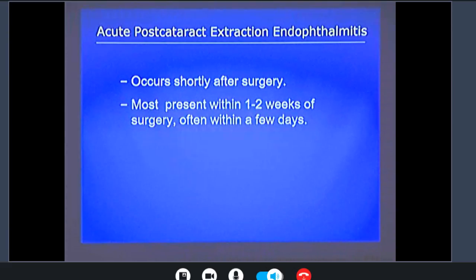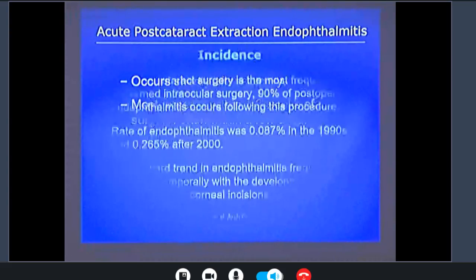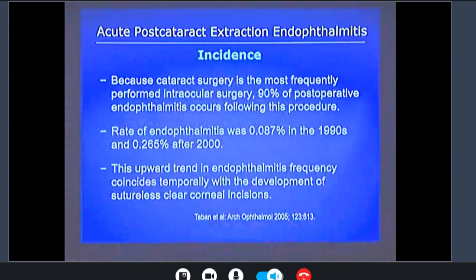So acute post-cataract endophthalmitis occurs shortly after cataract surgery. Most cases are seen within 1 to 2 weeks of surgery, often within a few days. This is typical for the acute type. We know that cataract surgery is the most common intraocular surgery. Therefore, 90% of postoperative endophthalmitis cases occur following cataract surgery. The incidence is increasing, unfortunately, and I'm going to tell you why.